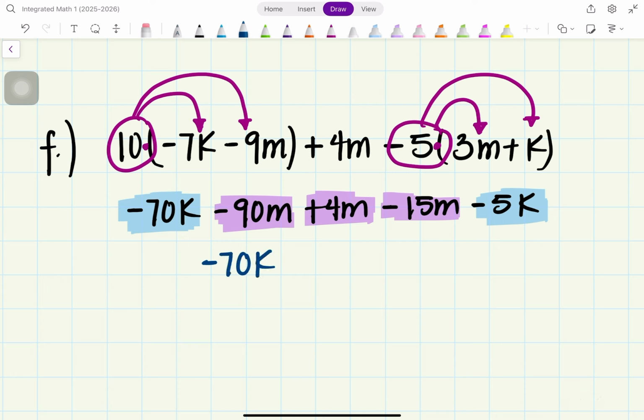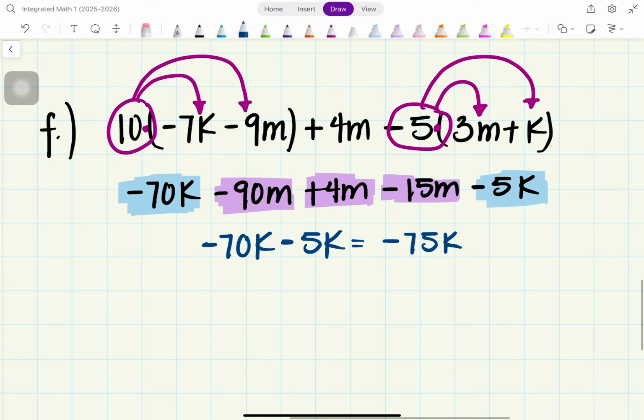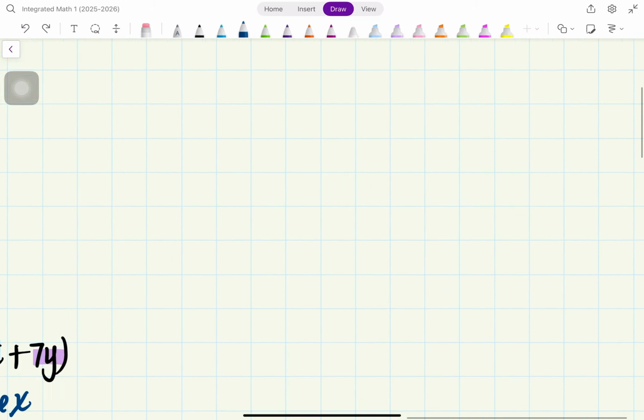Negative 70k minus 5k. Same signs, add, and you keep the sign, right? They're both negatives. So it's negative 75k. Moving on to the next one, I have a negative 90m plus a 4m minus 15m, right? So negative 90 plus 4, it's going to subtract, so it's negative 86, and negative 86 plus 15 should give us, what is it? What is that going to give us? 101? Negative 101. Let's see.